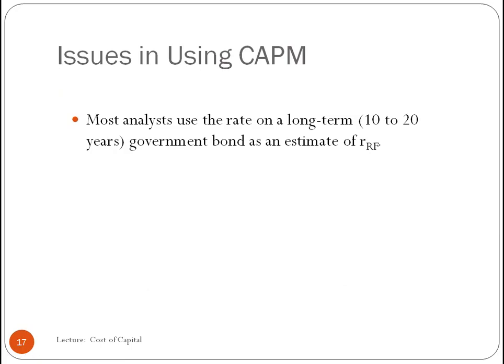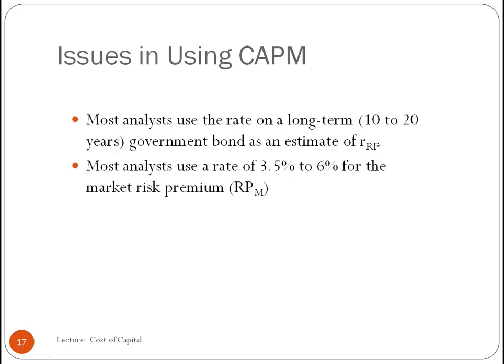So now a couple of issues on the CAPM. Most analysts use the rate on long-term government bonds to estimate the risk-free rate, typically 10 years, sometimes 20. And we saw previously that the risk premium changes over time. Depending on where we are, the range has been roughly 3.5% to 6%. But it does change, and these are the caveats that we had talked about previously with the CAPM.